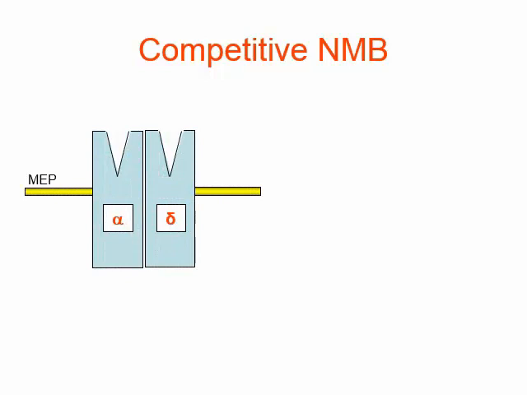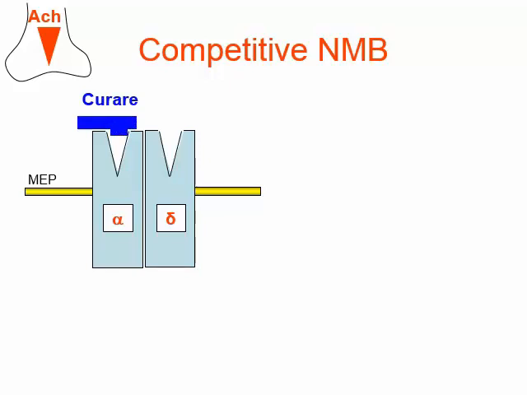This is the NM receptor at the motor end plate. And this is the nerve ending of the motor nerve. It contains acetylcholine molecules, represented by the red triangle inside the nerve ending. This is the most famous example of the non-depolarizing group of neuromuscular blockers, D-tubocurarine, or simply the curare. It binds to the acetylcholine binding site, but it fails to stimulate the NM receptors, that is, it acts as an antagonist.